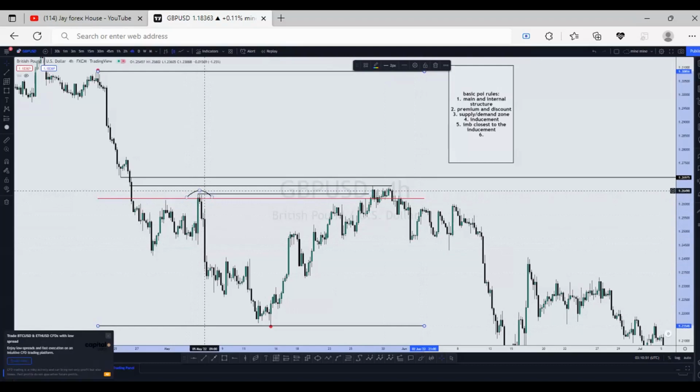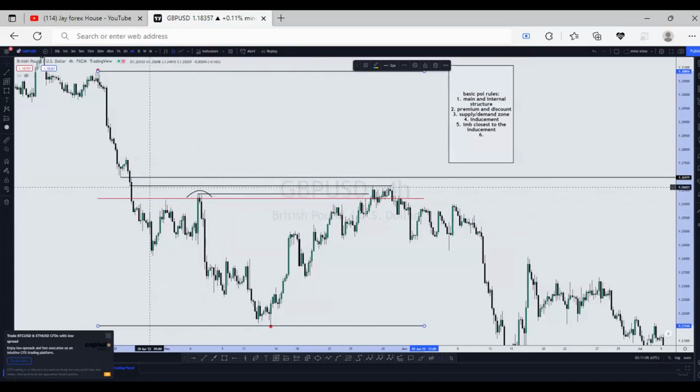Price has to clear an inducement because price just cleared sell side liquidity and it's headed for buy side liquidity. The liquidity which is obvious, where we would have a lot of buy stop losses above, would be this. So this was the inducement.